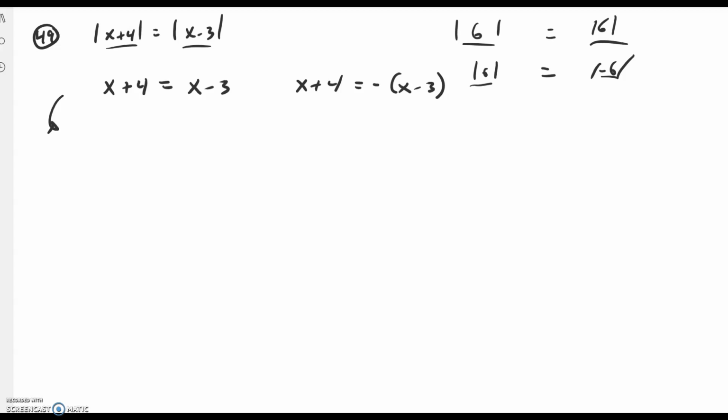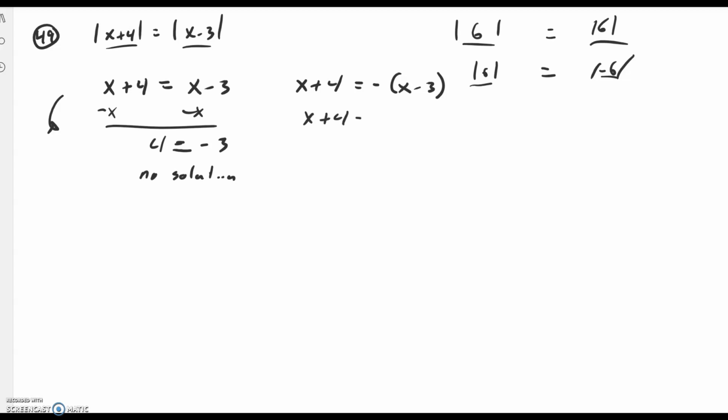So here, when we try to get x by itself somehow, we take away x from both sides. And we get 4 equals negative 3, which is never true. X has disappeared from the equation. It's never true no matter what x is. So this does not lead to any solution at all. This just doesn't help us. So this one over here is the one that's going to help us.